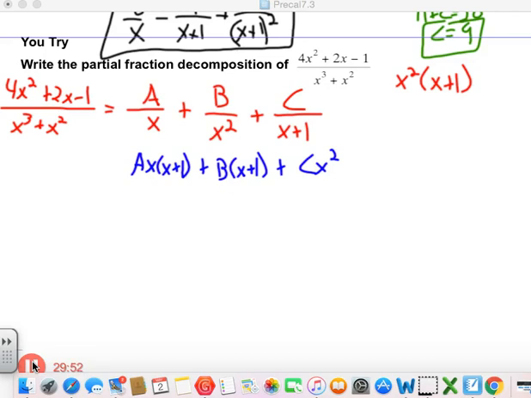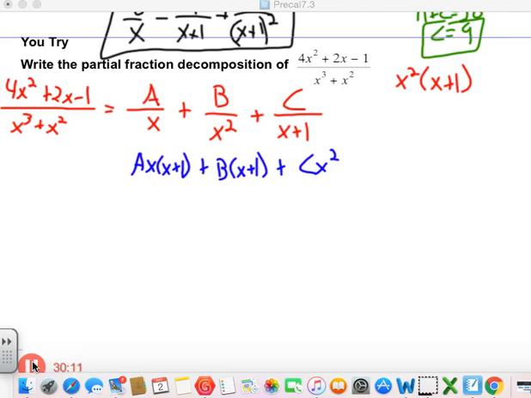Okay, because if it's got a power higher than 1, you've got to put a fraction with that as a denominator, and you've got to put a fraction with every power below that as a denominator. So we've got a over x, b over x squared, right? There's our x squared and our x, and then c over x plus 1, because x plus 1 this time just has a power of 1, so we don't have an x plus 1 squared.